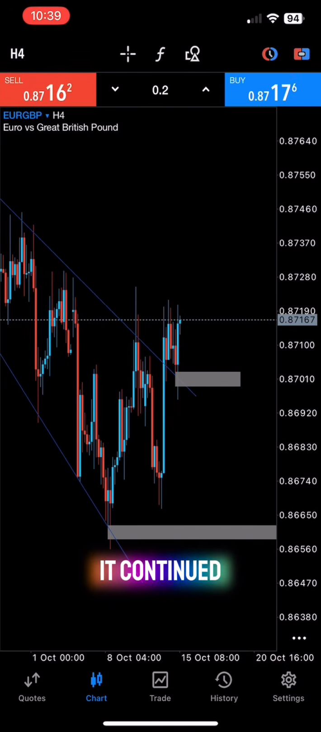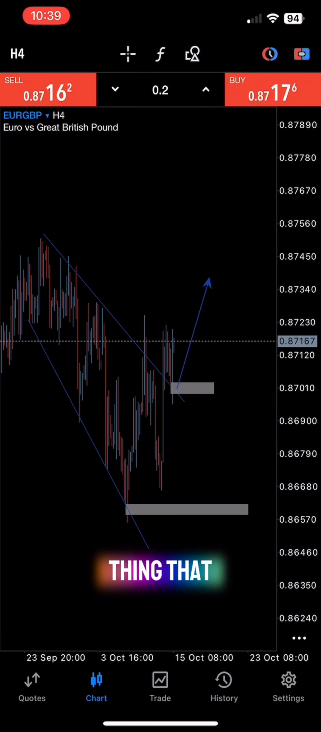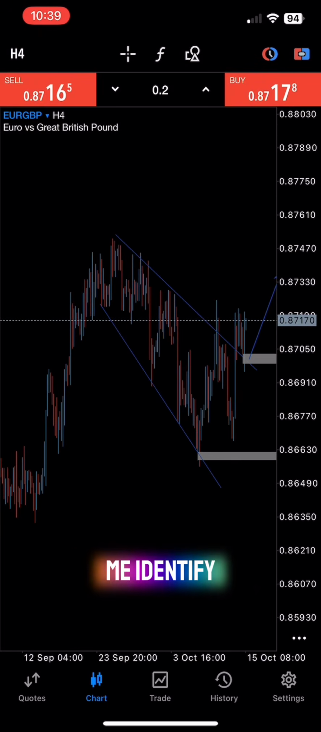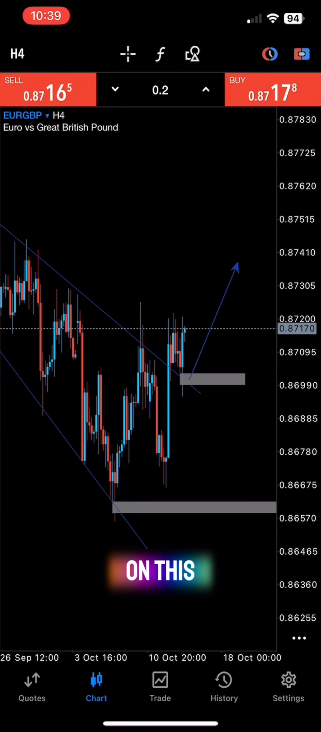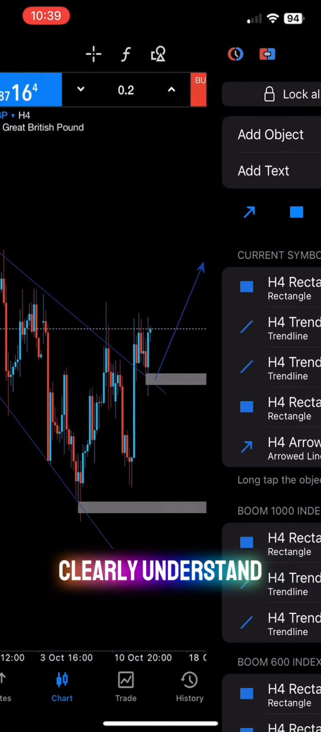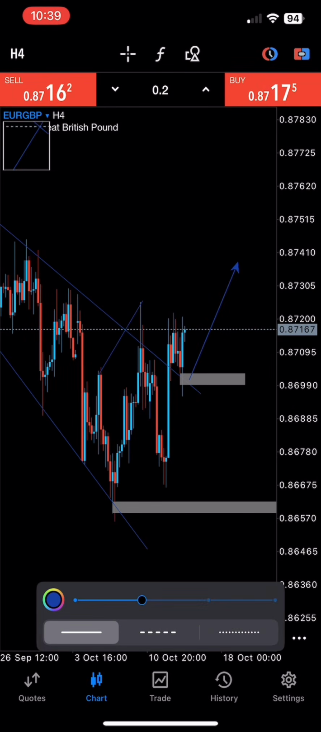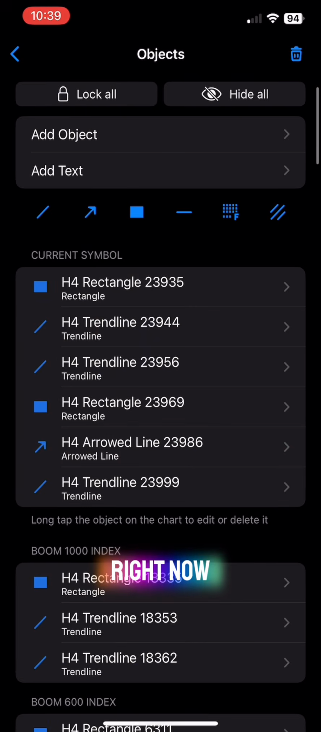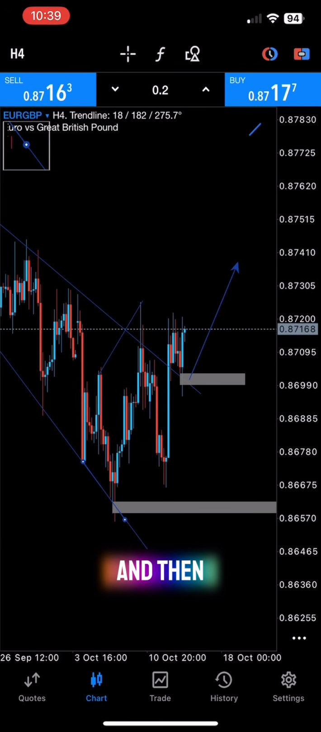So after it continued going up, we can clearly buy at this point, but then this wasn't the only thing that was on this chart, right? So let me identify another pattern that I saw on this chart so that you can clearly understand, right? So another thing is right now you connect the highs and then you connect the lows.